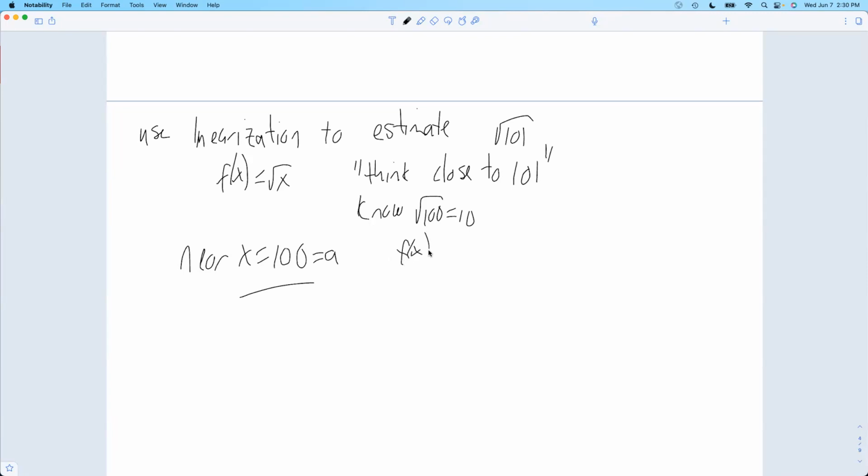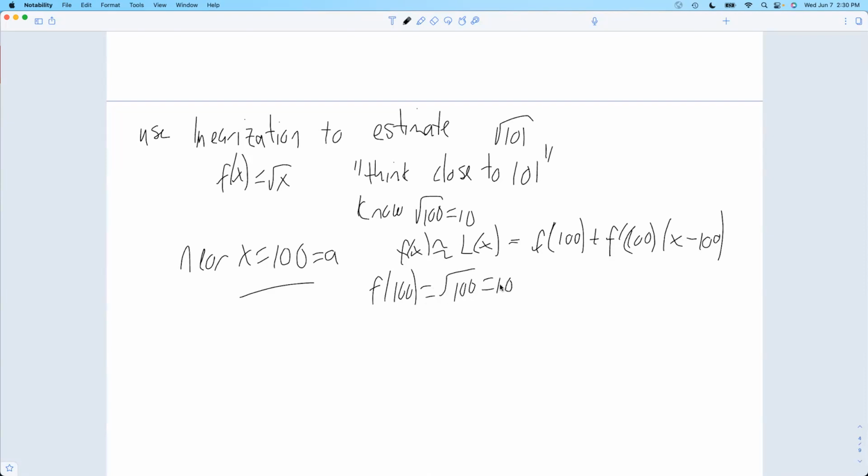f of x will be approximately equal to the equation of the tangent line, which is the actual function value at 100 plus the derivative at 100, that's f prime, times my distance from 100, or my change in x from 100. Okay, so I need two things. I need f of 100. Obviously, square root of 100 is 10.